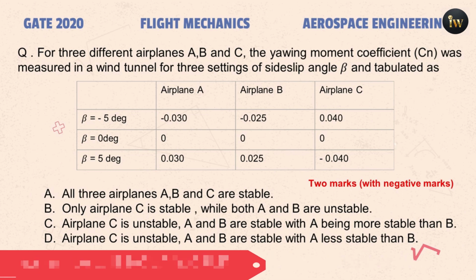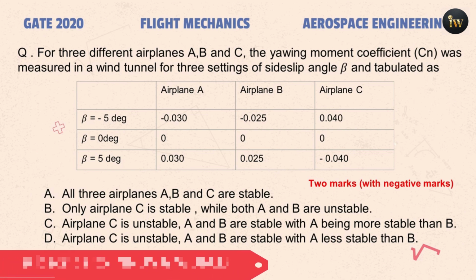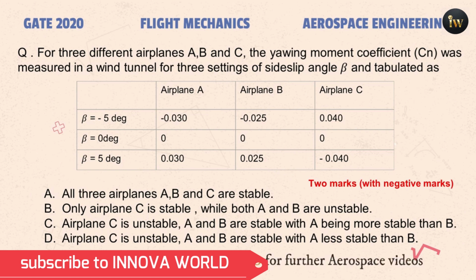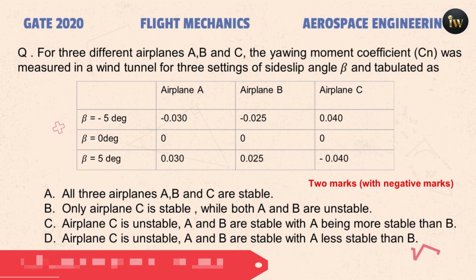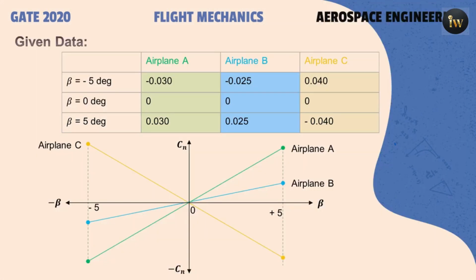Option A: A, B and C are stable. B: only airplane C is stable, both A and B are unstable. C: airplane C is unstable, A and B are stable, with A being more stable than B. D: airplane C is unstable, A and B are both stable, with A less stable than B. Let's see the solution. Here are the given parameters.